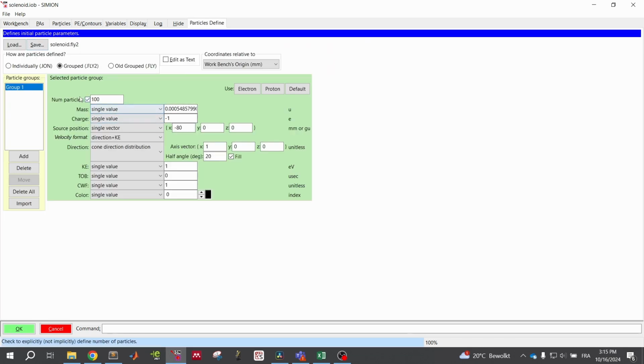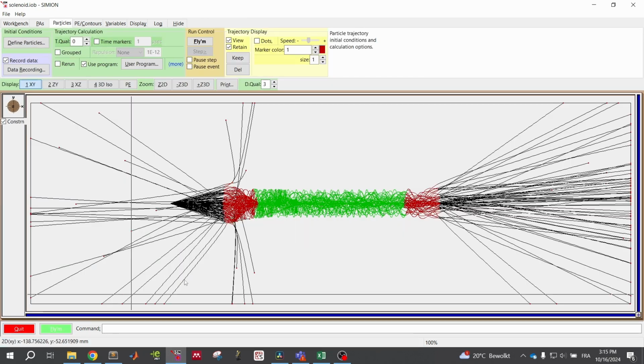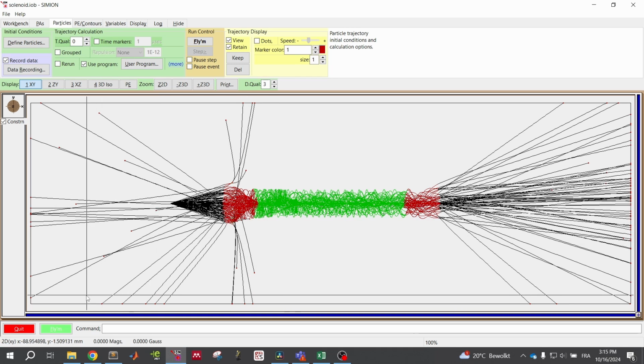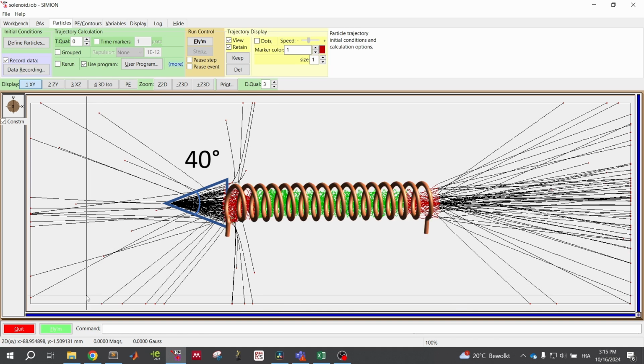My beam is not ions, but electrons having an initial kinetic energy of 1 electron volt and a cone direction. First thing to observe is that some electrons are repelled because they have a starting angle too large for the radius of my solenoid. I define a solenoid of 100 turns with a radius of 10 mm. It should be something like this with more turns.